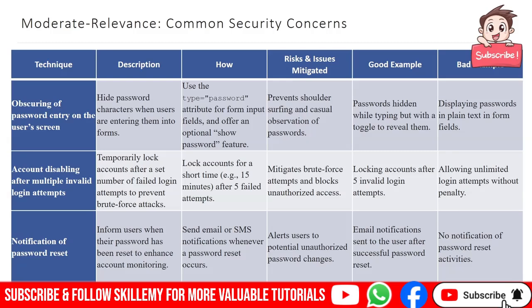Next, account disabling after multiple invalid login attempts is critical for defending against brute force attacks. If attackers can attempt unlimited login attempts without consequence, they can systematically guess passwords until they succeed. By locking the account after a predetermined number of failed login attempts, such as 5, the system prevents further guessing. Temporary account locks, for example 15 minutes, allow legitimate users to try again later while frustrating attackers, effectively slowing down their attempts to gain access.